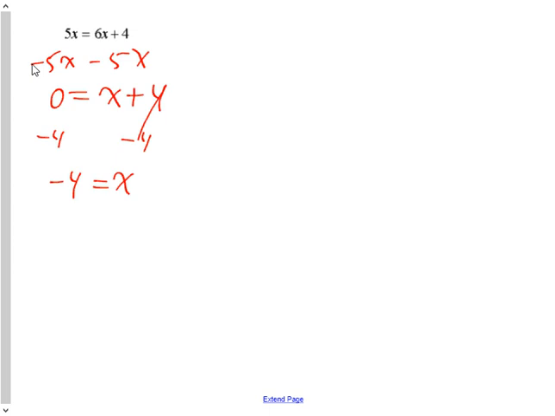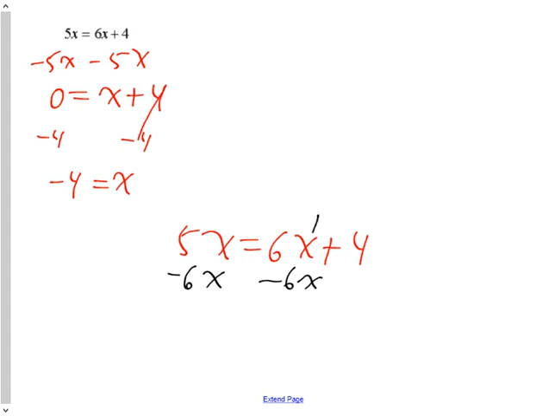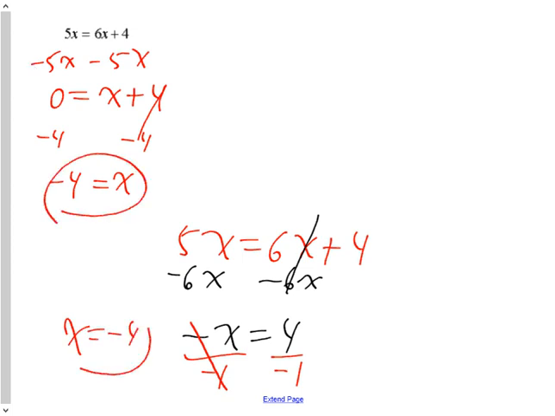Alternatively, if I was to take 5x equals 6x plus 4 and subtract 6x from both sides, I would end up with -x is equal to 4. That seems like it's done, but it's not because your coefficient is -1. Divide both sides by -1, and x would equal -4 too.